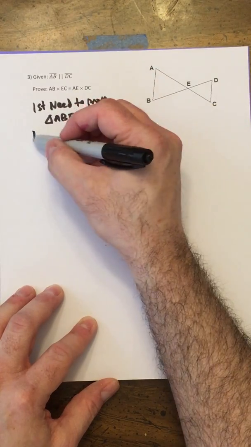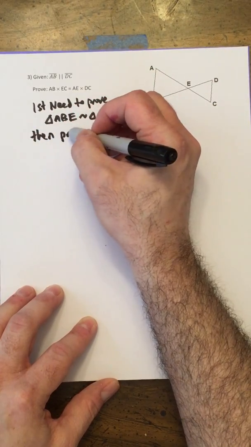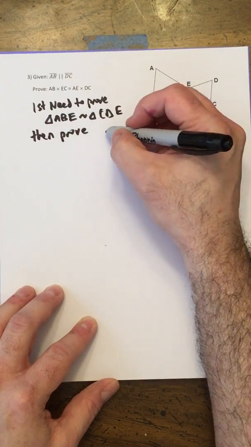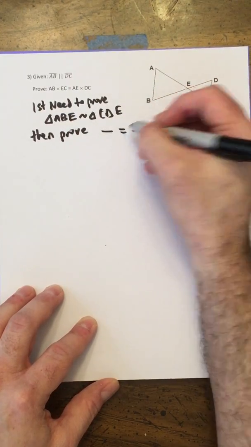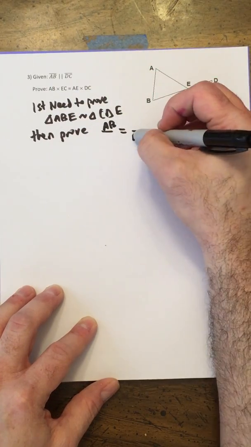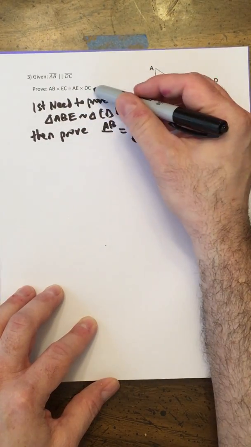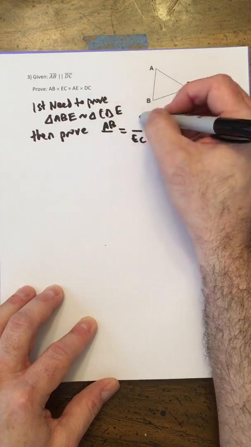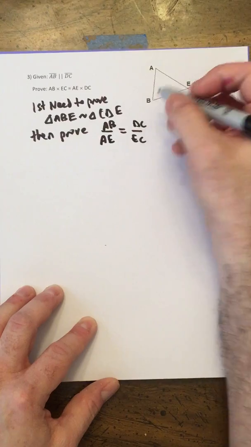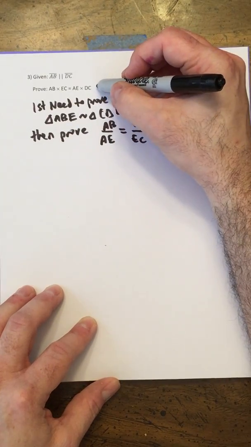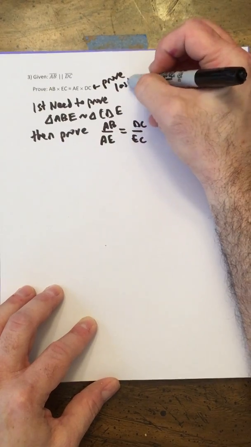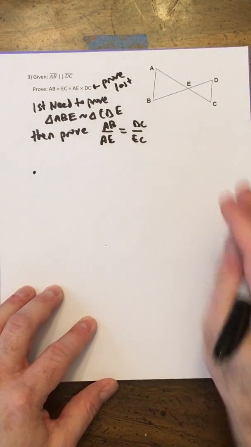And right after that, we're going to make that proportion. I'm going to make the proportion like this, leaving blanks. AB and EC have to go across from each other. AE and DC will go across; it doesn't matter where I put either one, AE, DC. And then this will be the last thing I'll prove. I'm going to put it here: prove last.